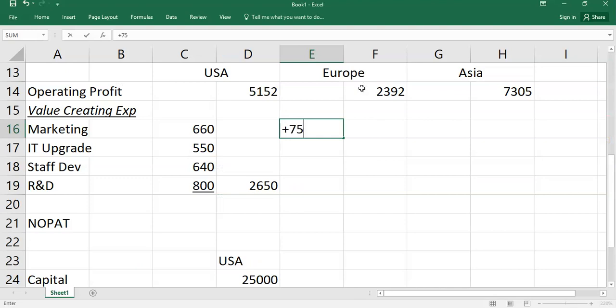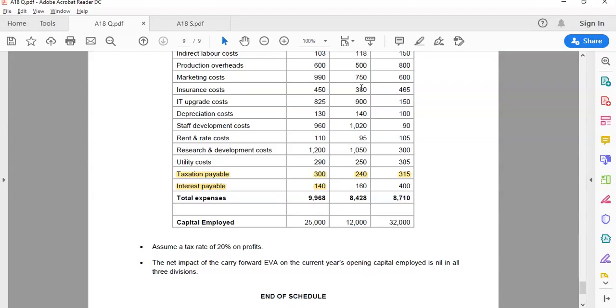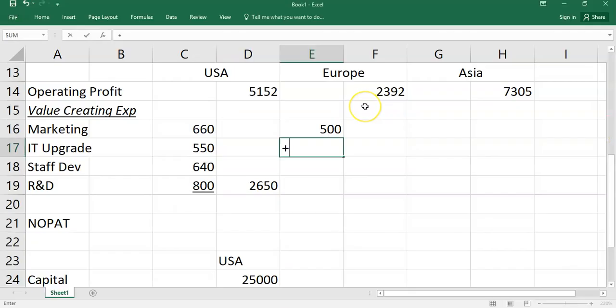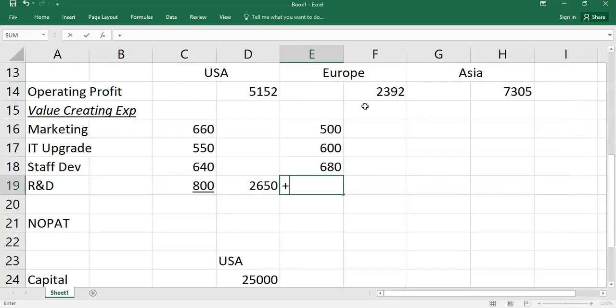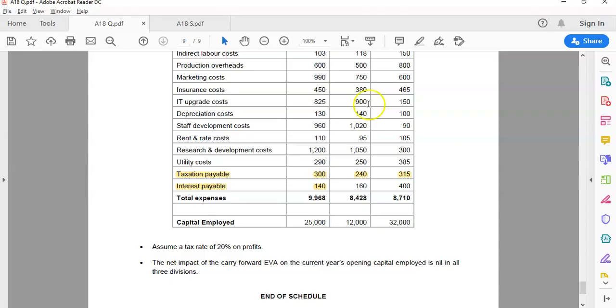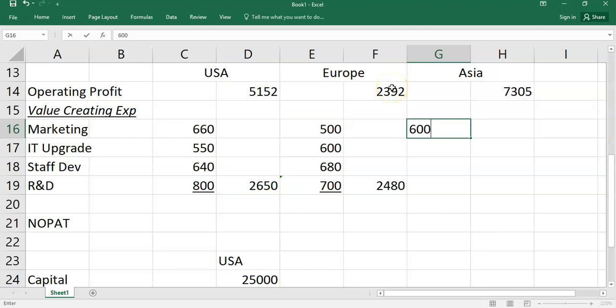Marketing 750 times 2 over 3. You have 900 times 2 over 3. Staff development 1020 times 2 over 3. And research and development 1050 times 2 over 3. So the totting up there means you're going to add back for Europe 2.4 million, not dissimilar to the USA. And finally for Asia, they have marketing 600 times 2 over 3.